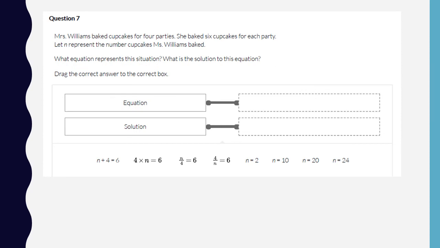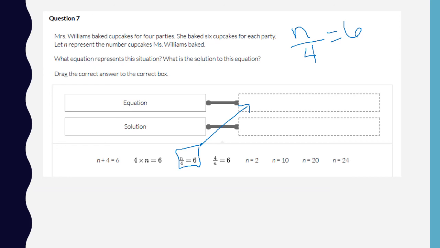Mrs. Williams baked cupcakes for 4 parties. She baked 6 cupcakes for each party. Let n represent the number of cupcakes she baked. Which equation represents this situation? So she baked n cupcakes for 4 parties. So they were split between 4 parties. Each one had 6. So we know that n divided by 4 equals 6 is our equation.